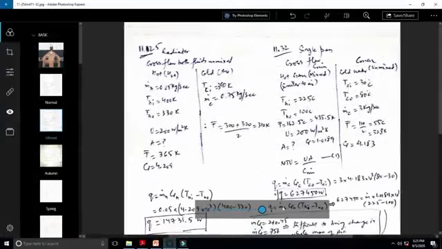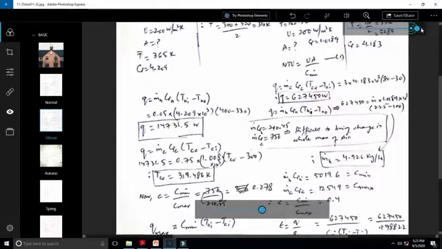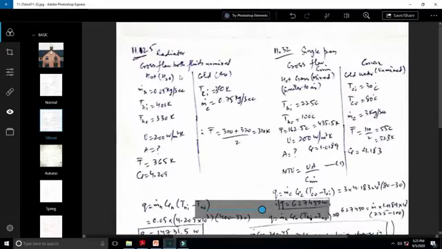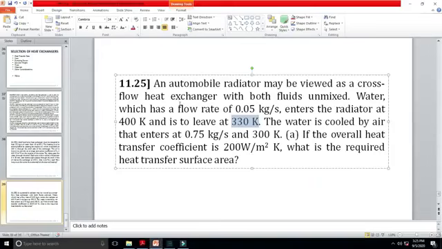This is the solution that we are taking a look at. So it is 11-25. Water is the hot fluid having a mass flow rate of 0.05 kilograms per second, and it comes in at a temperature of 400 Kelvin and leaves at 330 Kelvin. Now the water is cooled by air, so air would be the one which is getting the energy. So it would be the cold fluid.